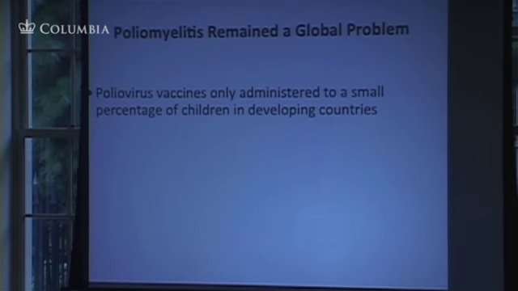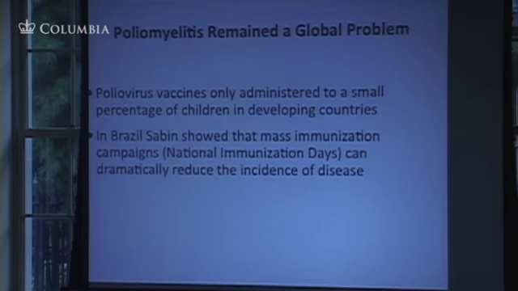Nevertheless, even though we had two really good polio vaccines, in developing countries, most of the kids didn't get them for a variety of reasons. And so there was still a lot of global polio, even by the 1980s when we had eradicated it from the US. Now, Sabin went to Brazil at this time, and he instituted mass immunization campaigns, which he called National Immunization Days. And he showed that you could eradicate polio in a country like Brazil by just 2 immunizations.